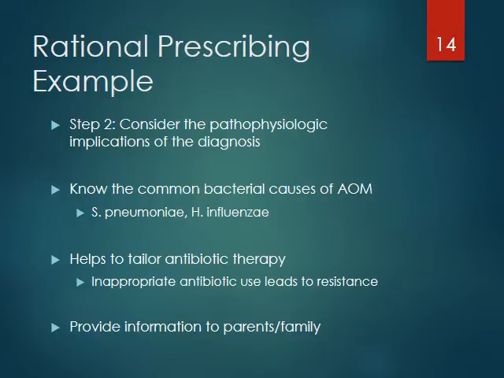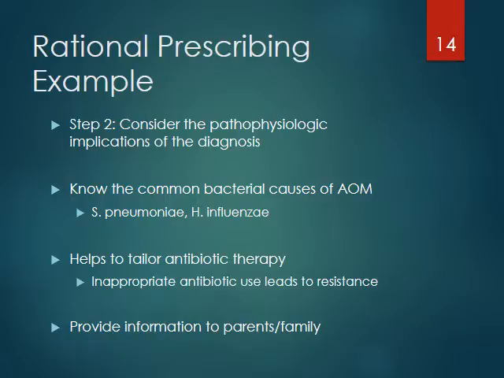So once we've made that tentative diagnosis, we need to consider the pathophysiologic implications of the diagnosis. So again, look at things like what are the most common bacteria that can cause acute otitis media. Because if we think it's going to be one type of bacteria, that's going to lead us to use one type of antibiotic versus another. Or if we think it's more likely to be viral, it may lead us to use something completely different or nothing at all. So again, in this case, acute otitis media, we see a lot of strep pneumo and a lot of H.